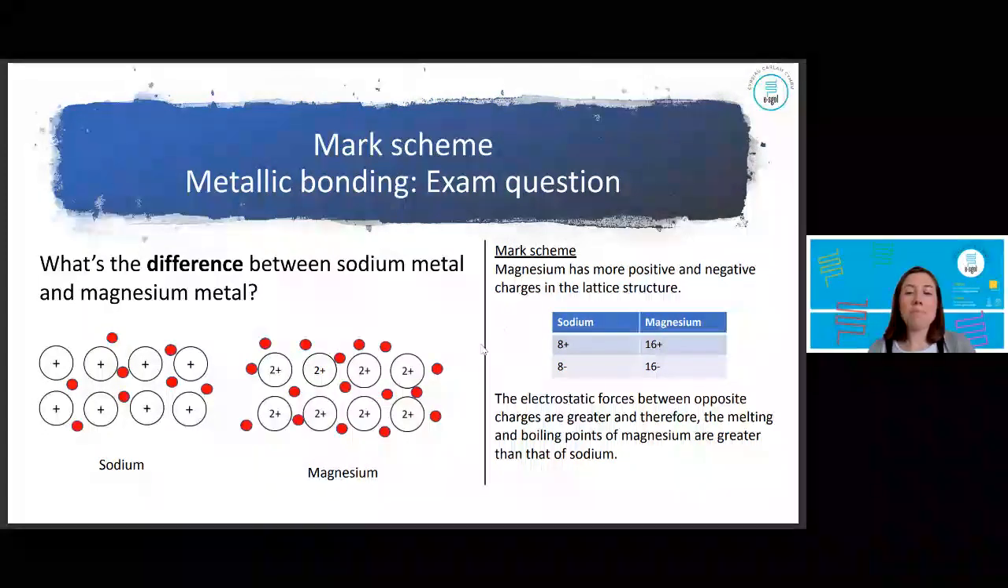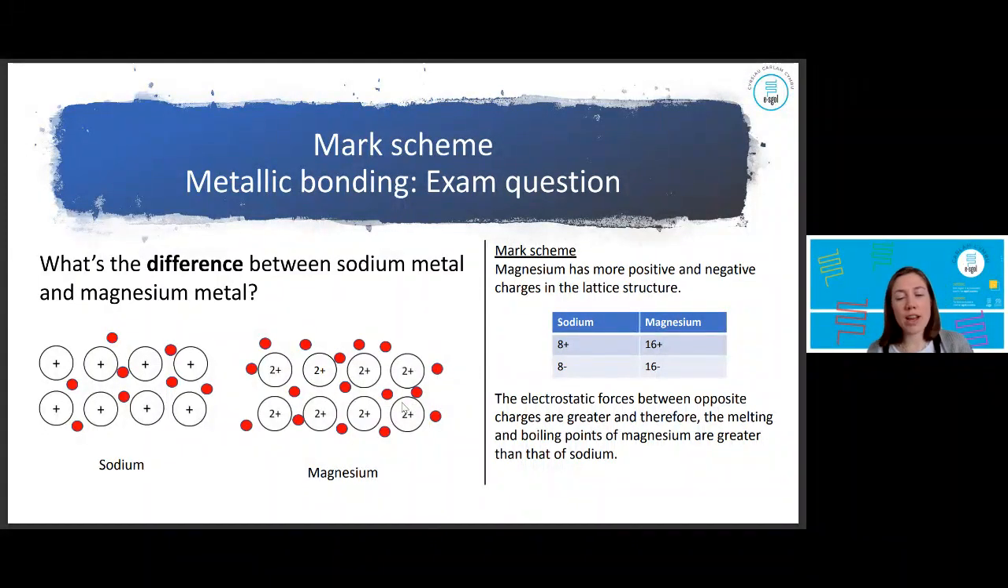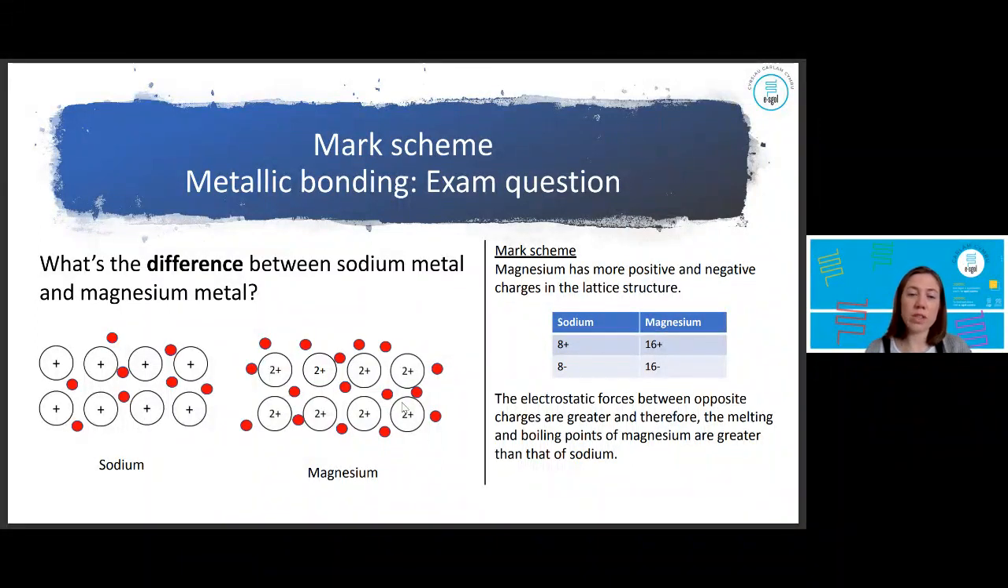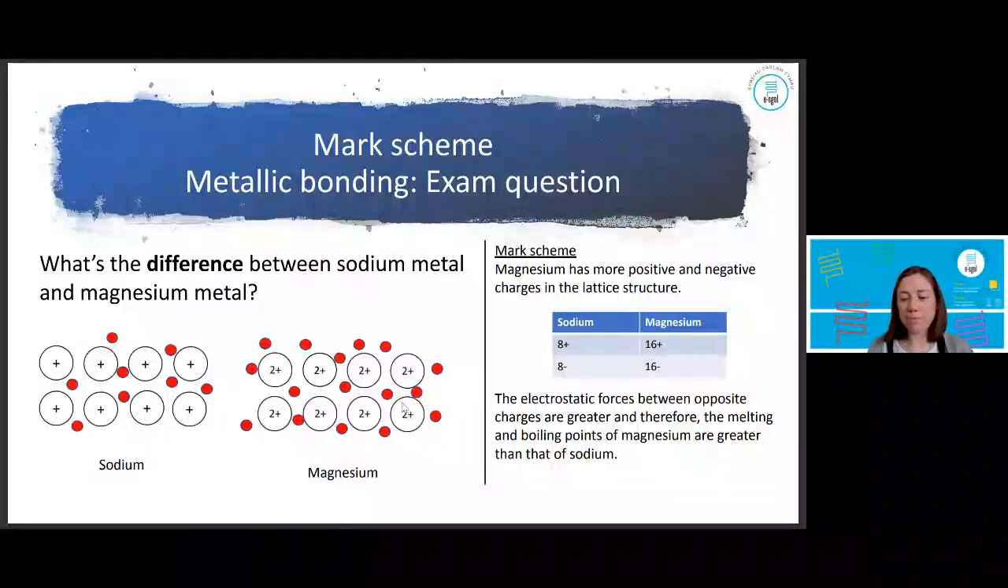Okay. So that same trend will move across as you go into group 3 as well, where you've got 3 plus ions forming and therefore 3 electrons surrounding each of those positive ions.